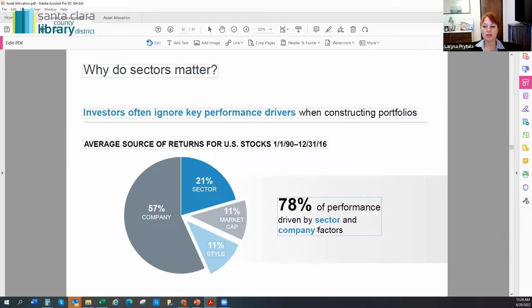78% of your performance is driven by sectors and company factors. So that's a huge percentage. Peter Lynch, founder of Merrill Lynch, said a long time ago that asset allocation dictates 90% of portfolio performance. And what's inside of asset allocation? That's exactly what we're talking about. The combination between stocks and bonds. How much risk can I take? How much can I put in stocks?